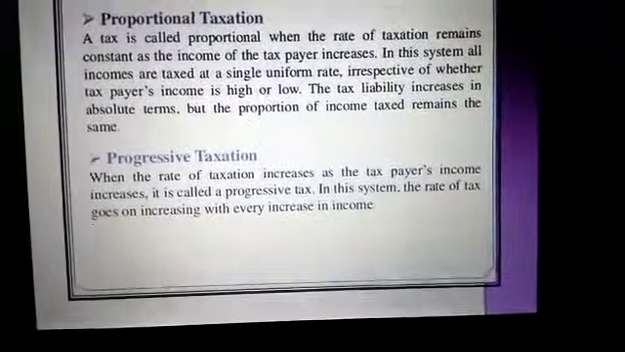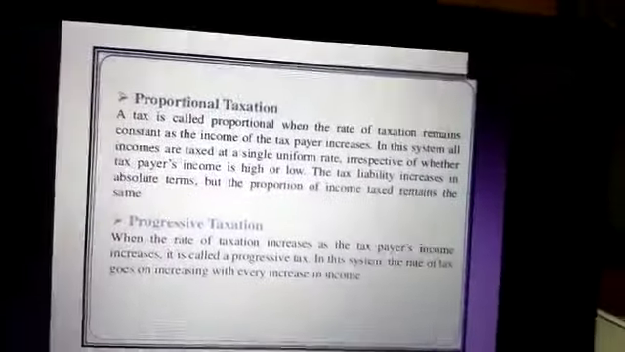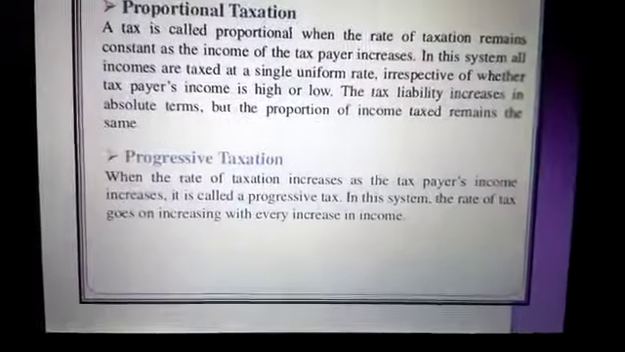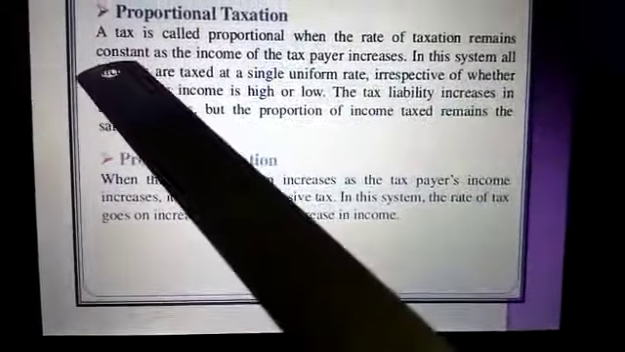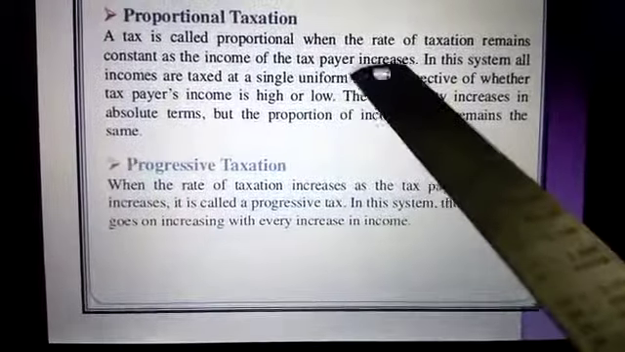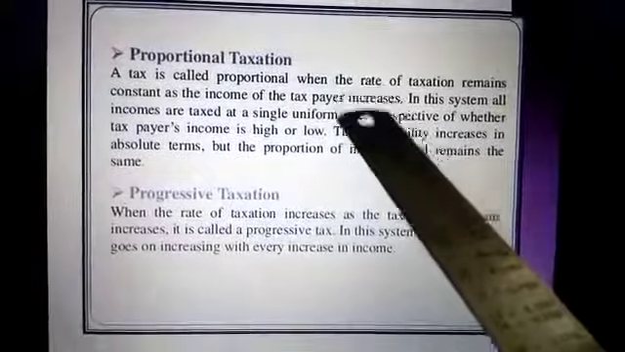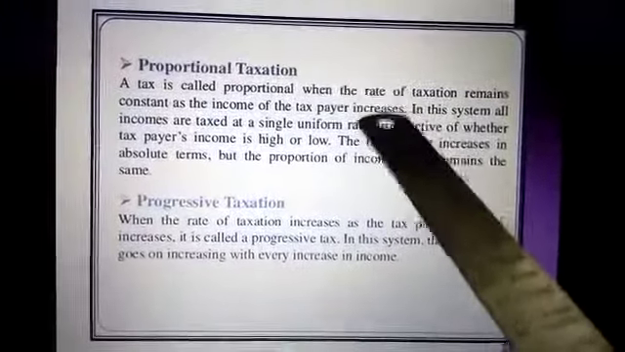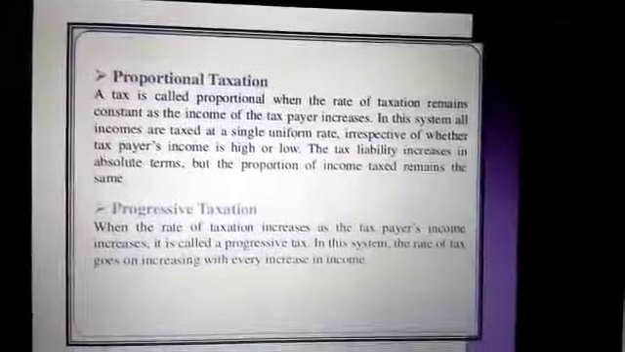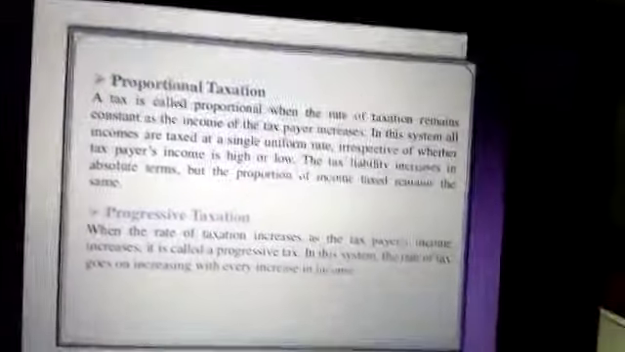Okay, then some more types of taxation. The first one is proportional taxation and the second one progressive. In case of proportional taxation, the rate of tax remains constant with an increase in the income of the taxpayer. That means whatever amount of income a person earns, 10,000, 20,000, 30,000, 40,000, whatever, the rate of tax remains constant. Everybody pays the same rate of tax. 10% by a rich person, 10% by a poor person.